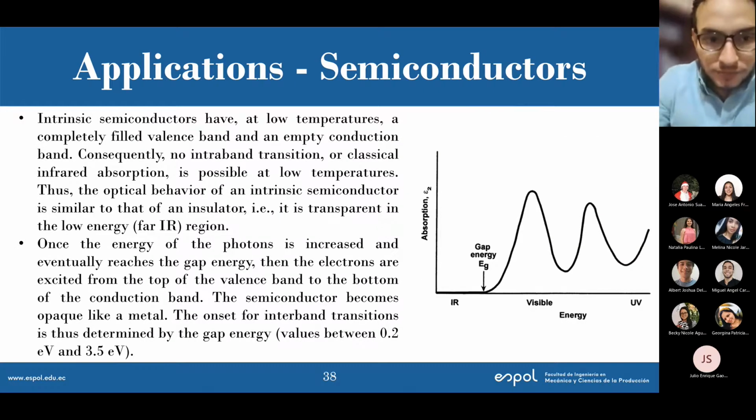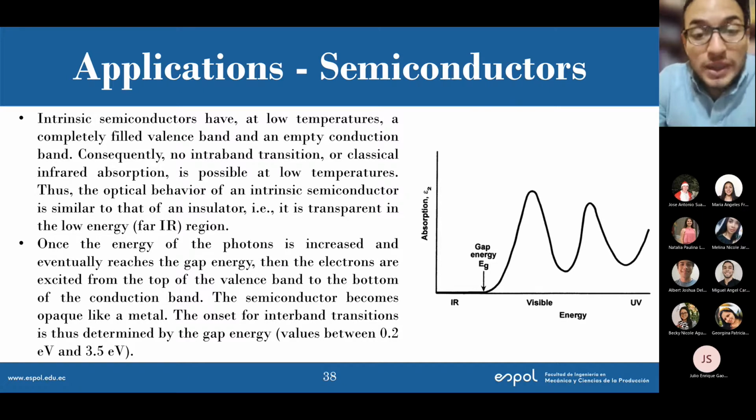Semiconductors. Right? So you know that intrinsic semiconductors at low temperatures have a completely filled valence band and an empty conduction band, and that's why they're basically like insulators, right? So there are no intraband transitions, there's no classical infrared absorption, so they're basically insulators. And that's why they are actually transparent in the far infrared region.